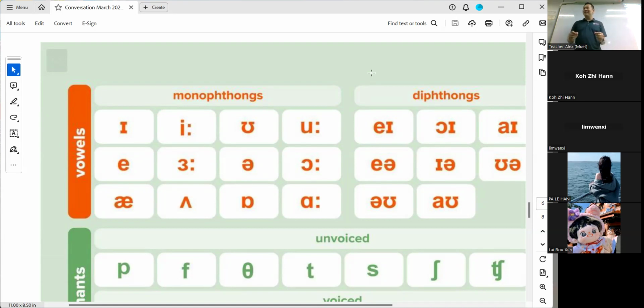The reason is because they failed to understand the importance of the International Phonetic Alphabet, which in Chinese we call 国际音标. 国际音标, the IPA, is for the whole world to understand you, and you understand the whole world.